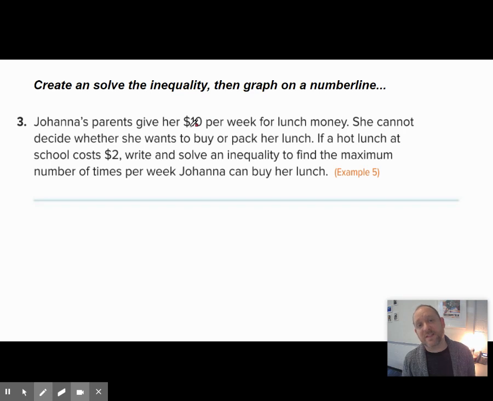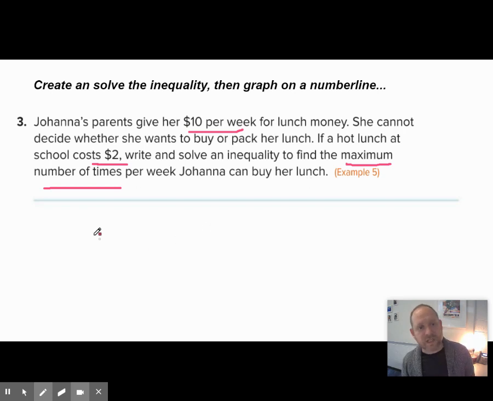Joanna's parents give her $10 per week for lunch. She's got $10 a week for lunch money. She cannot decide whether she wants to buy or pack her lunch. If a hot lunch at school costs $2, write and solve an inequality to find the maximum number of times per week. So we're trying to find the maximum number of times per week that Joanna can buy her lunch.